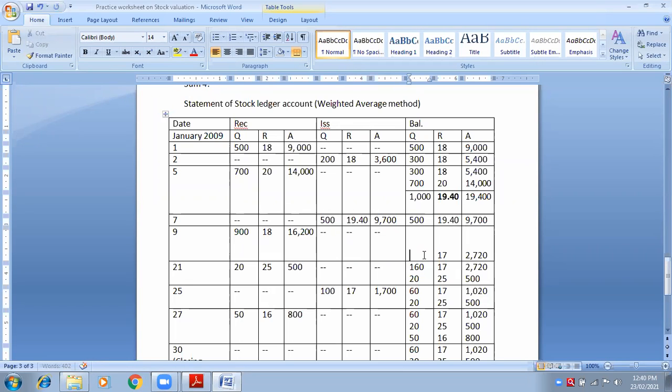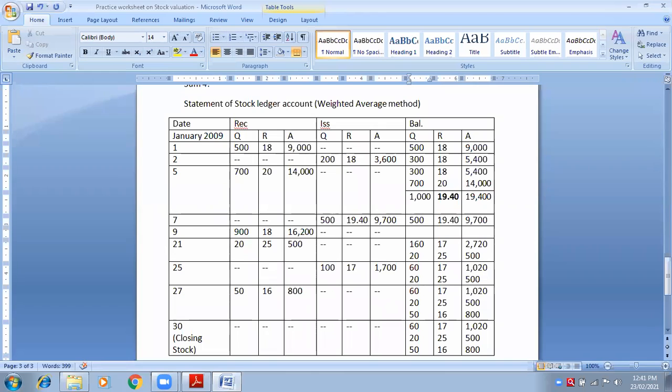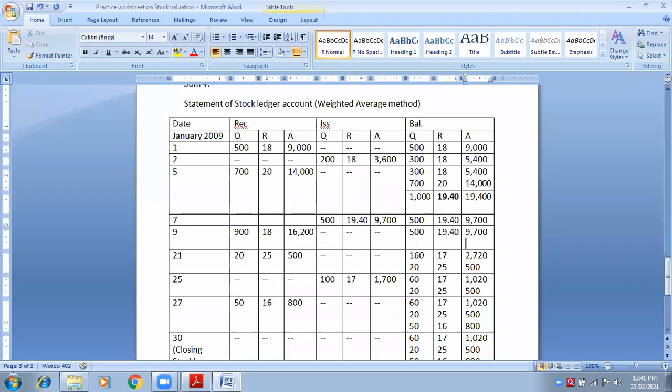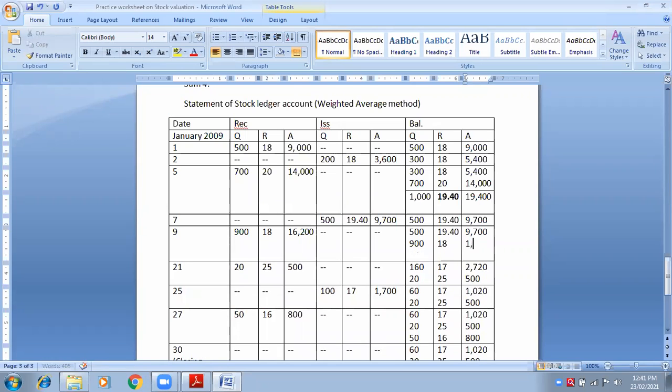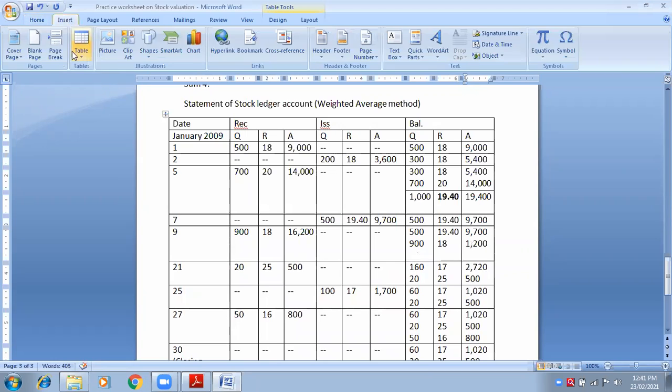Okay. And now we will write the balance. Can you tell me what has to be written first? 500 and 900. So first, always 19.40 has to be written first: 500, 19.40, 9,700. Now, whenever there is a receipt, we need to add on. Add on how much? 900, at 18 per unit, and the amount will be reflected as 16,200. Now again a line has to be drawn, but only in the last column, the balance column.